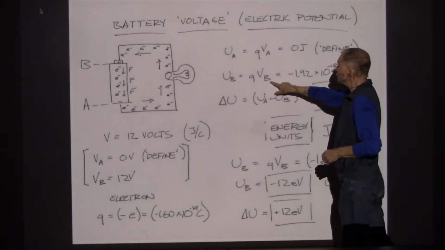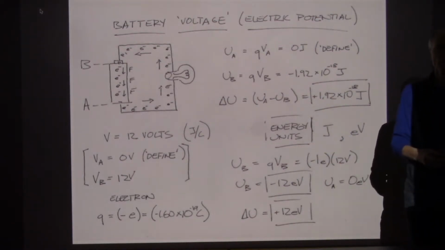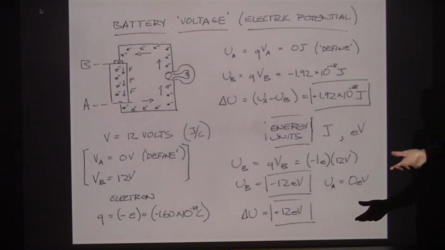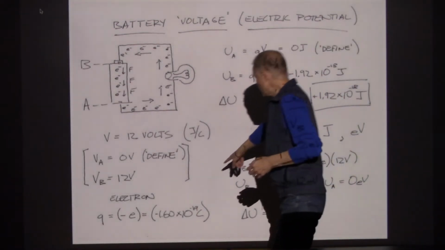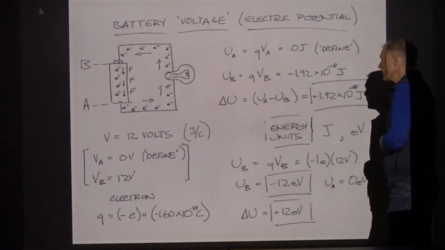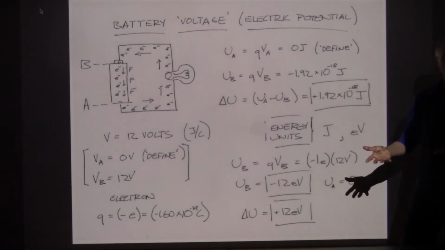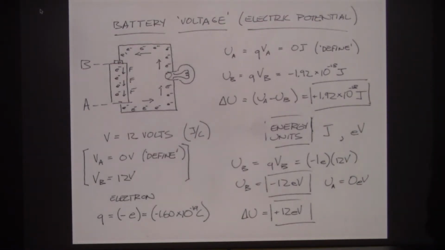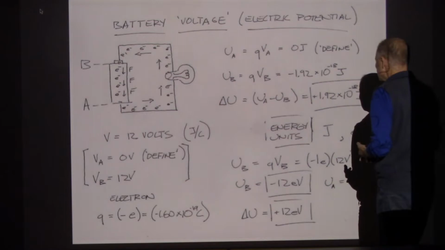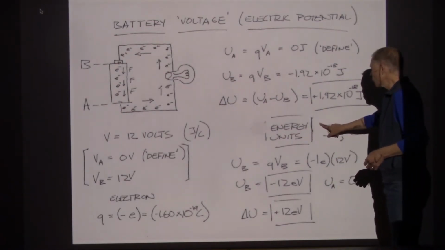Now if the voltage were higher, individual electrons would get even more energy. The electron's charge isn't going to change. The electron charge is stuck at this value, 1.60 times 10 to the minus 19 coulombs, but the amount of energy given to each electron is going to depend on what the voltage is for that particular electrical source. So in terms of energy units, certainly energy units are going to be joules.